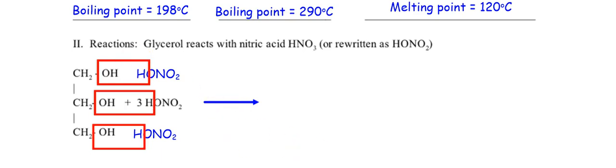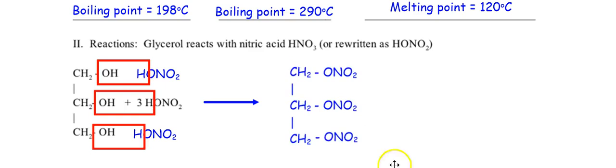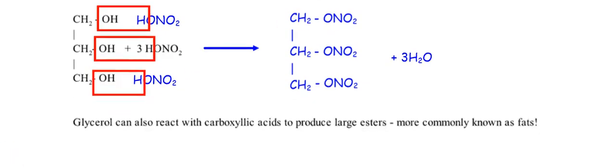So then what am I left with? I'm left with this and then 3 waters, okay? So why did I write it as HONO2? So that it's the oxygen that's bonding with the carbon, not a nitrogen, all right? Nitrogen cannot handle 4 bonds. It's not going to do that, all right? Now, this is also kind of cool stuff.